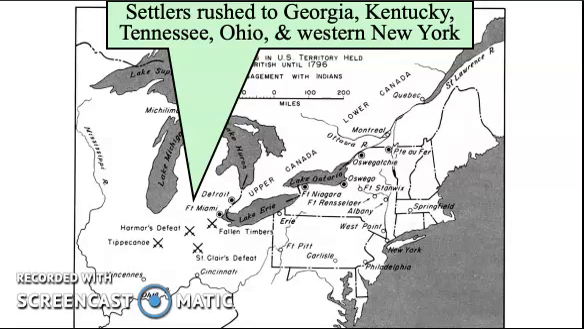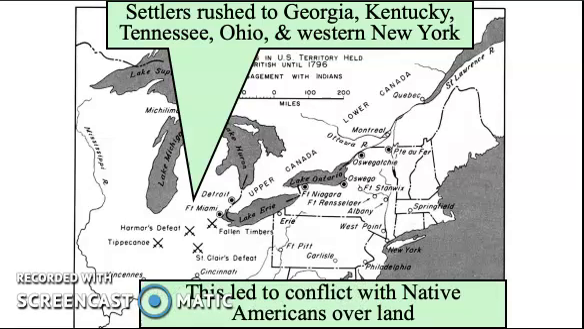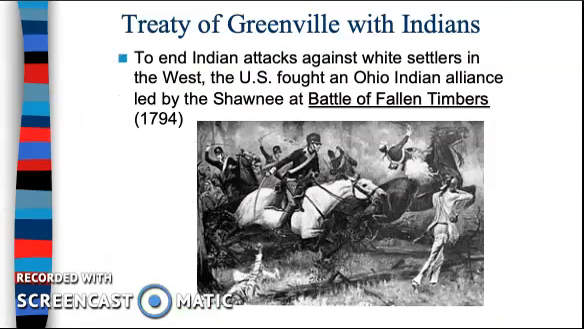And they're moving on to tribal lands. And so what we see is conflict with Native Americans over land. And that conflict, especially in Ohio, is going to lead to a war. That war happens between an Ohio Indian alliance led by a group of Native Americans called the Shawnee against the United States government. Now, this war leads to probably the turning point battle called the Battle of Fallen Timbers, which happens in 1794, where the Native Americans are defeated.